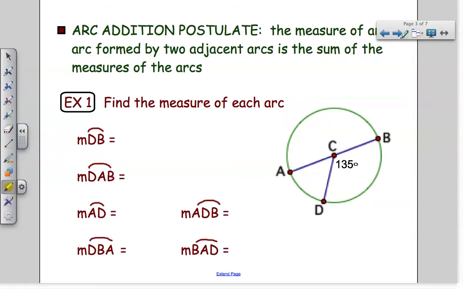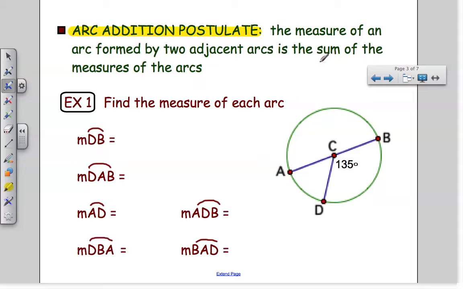Let's look at some examples of finding some arc measures. Oh, and before that, one more thing. Arc addition postulate. We had segment addition postulate and angle addition postulate early in the year. Arc addition says that you can add the measures of two adjacent arcs to get a larger arc. So it says the measure of an arc formed by two adjacent arcs, meaning arcs next to each other, is just the sum, or adding together, the measures of those arcs that are next to each other. And we'll see that with the example here.